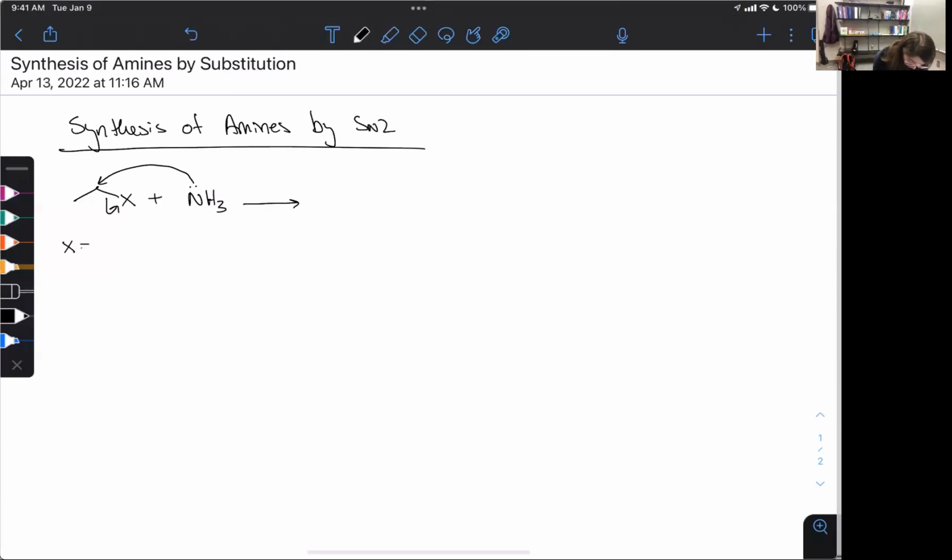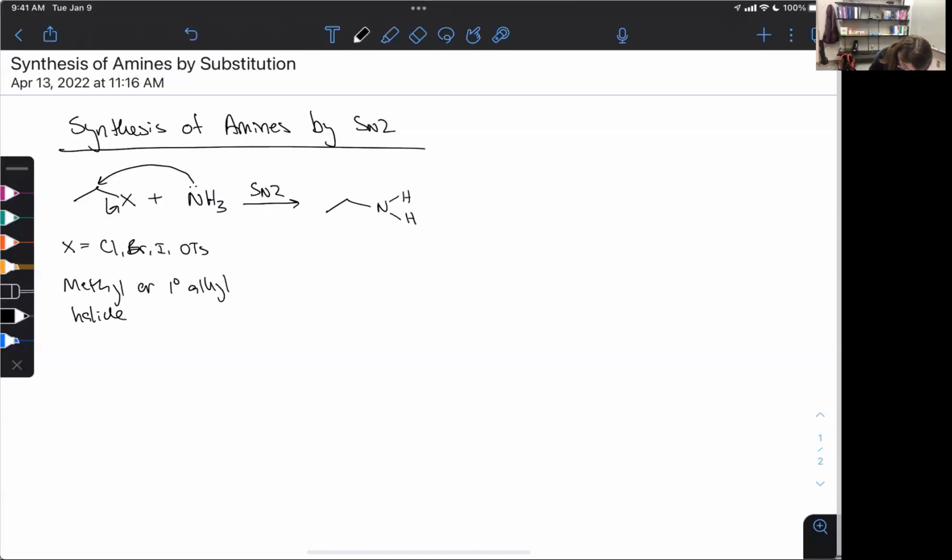Our X group is going to be chlorine, bromine, iodine, tosylate, all those options. Again, we're going by the same SN2 type rules, so it's either a methyl or primary alkyl halide. Either a methyl with a halogen on it or primary, which is what I've got drawn out. So same SN2 type rules that we are always governed by. So we can do the first substitution, right? So this is our first SN2 reaction.